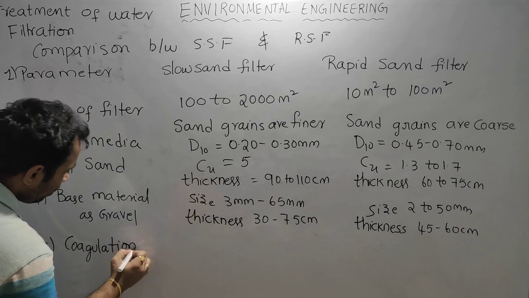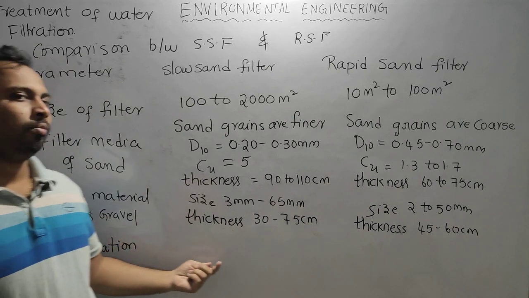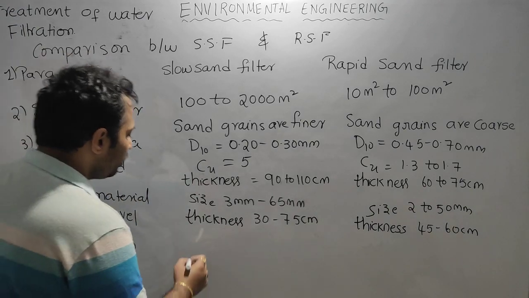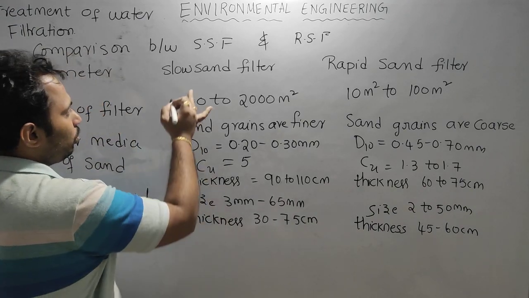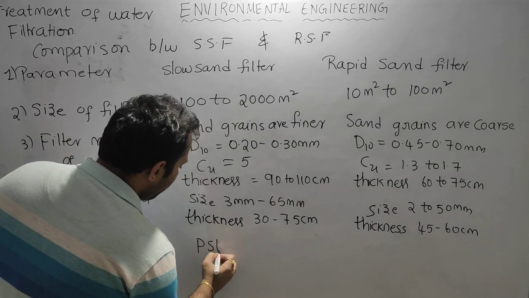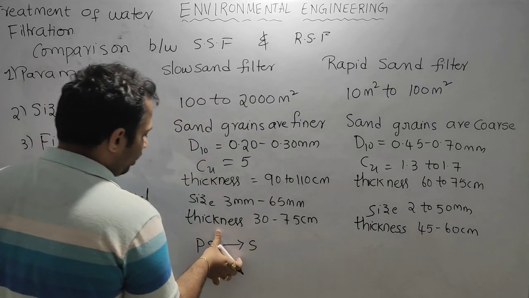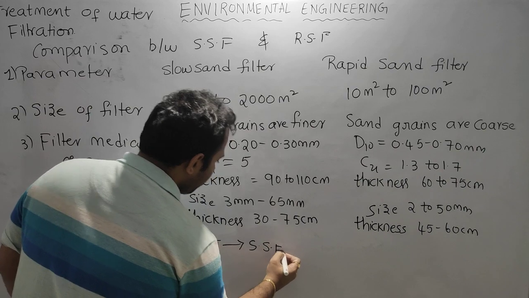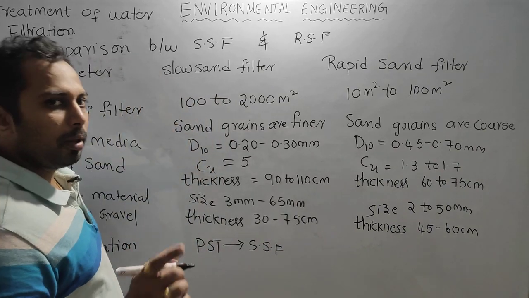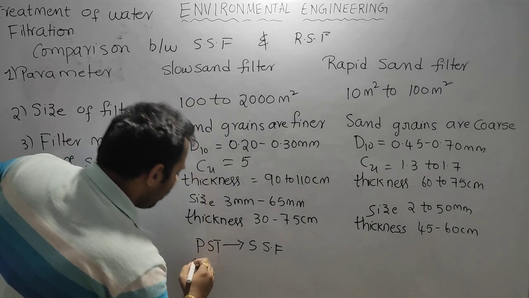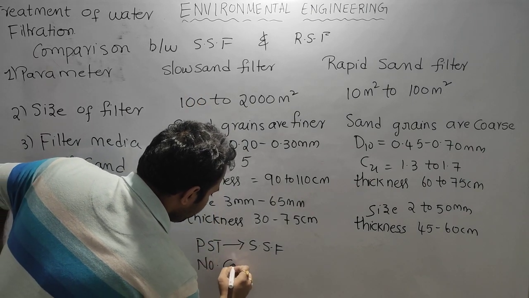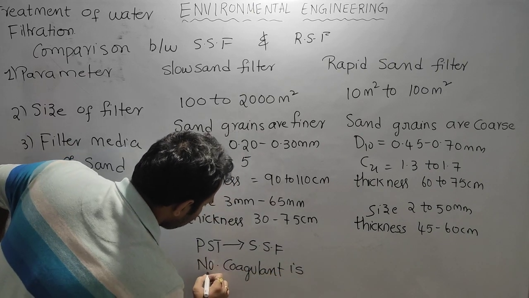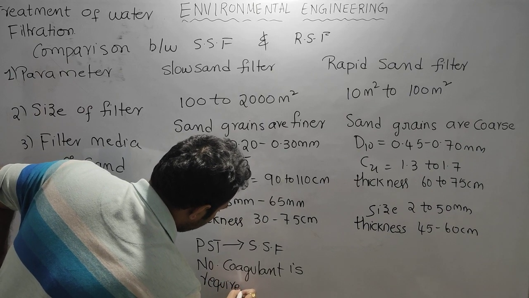Generally, the water we are sending into the slow sand filter comes directly from the primary sedimentation tank. So in the slow sand filter the water comes from the primary sedimentation tank, where there won't be any coagulant present. So no coagulant is required or is present in the slow sand filter, whatever it may be.